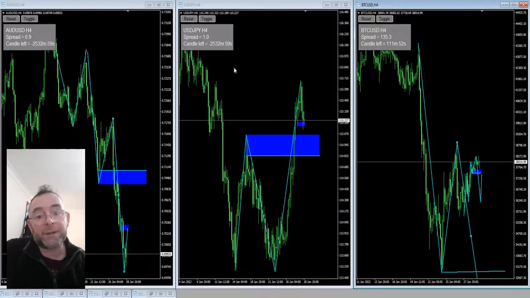We're here on a Sunday evening. It's the 30th of January 2022. We're going to do this Sunday edition and we're going to look at three different currency pairs. We're going to look at AUD USD, we're going to look at USDJPY, and we're going to briefly touch on Bitcoin as well, if that interests you at all.